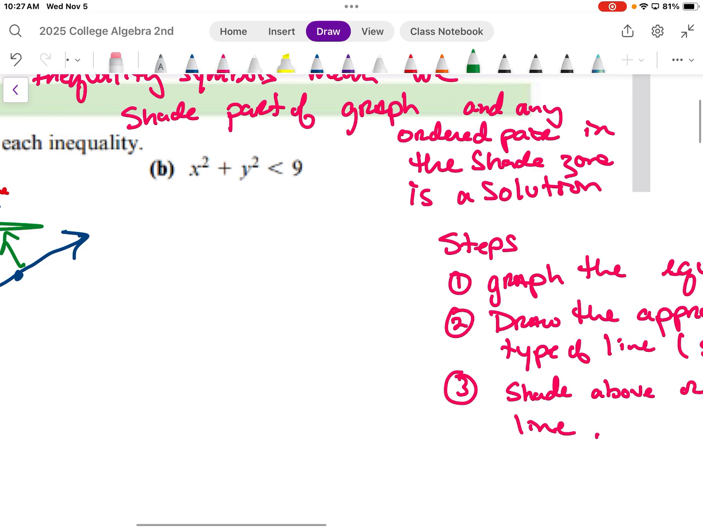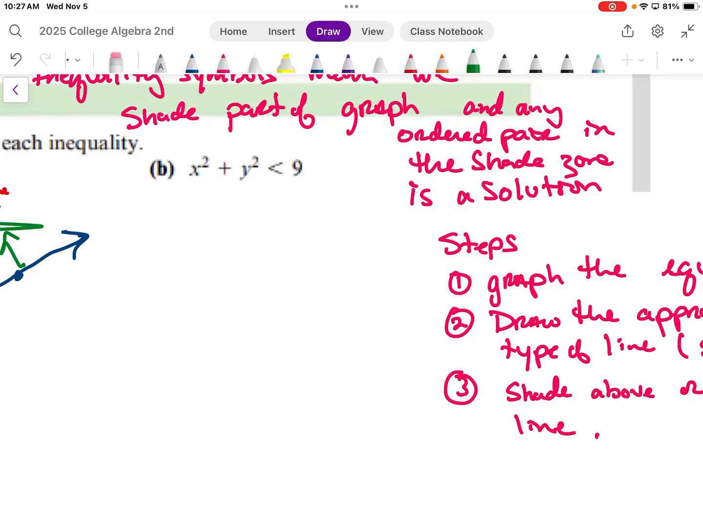Now, on B, if x squared and y squared, what picture should I see? A U. No, it's a circle. Thank you. A U is when one of the letters is squared. When both are squared, we got a circle. Okay?